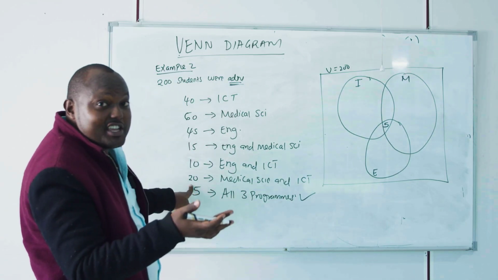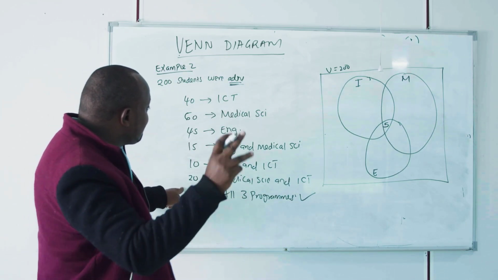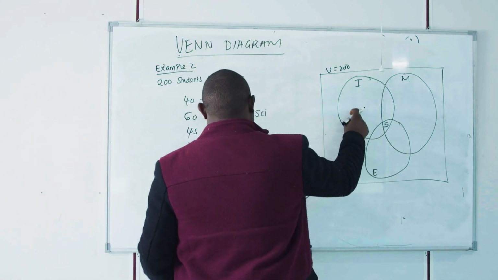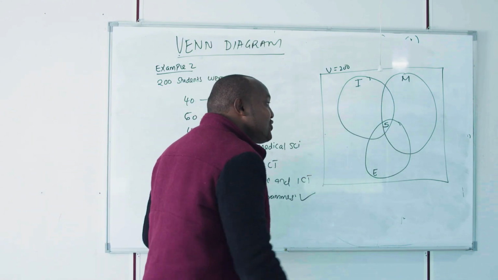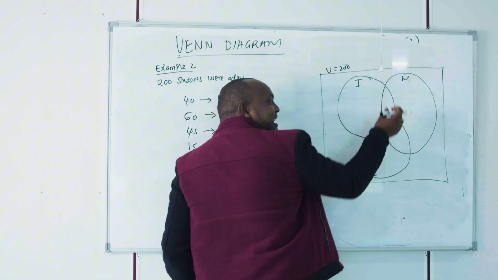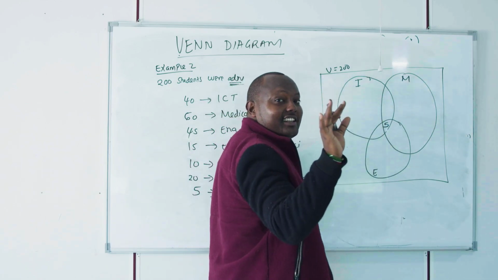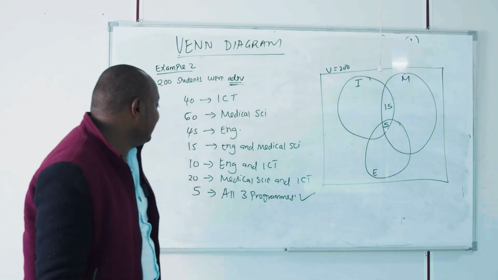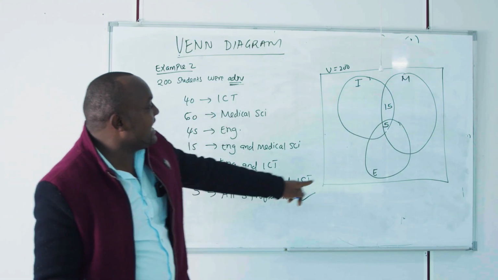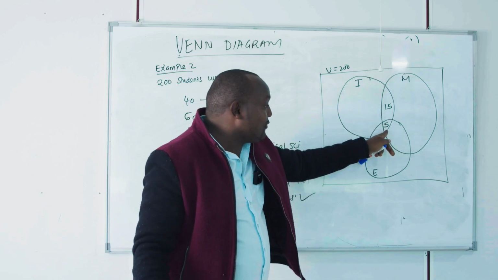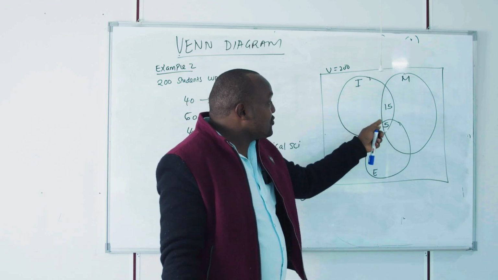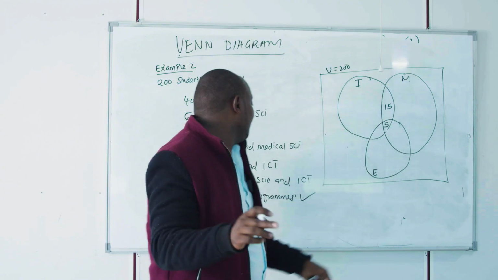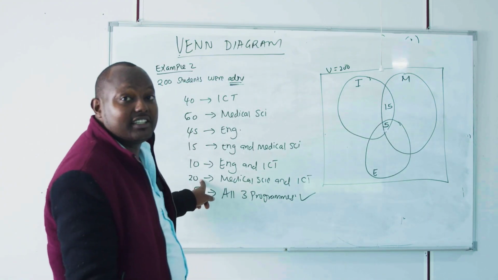Then, as we are going up, those who chose 2, medical science and ICT. Medical science and ICT had 20 students. So it means this intersection had 20. But already 5 chose all 3. So it means those who chose this one only are 15. I hope I'm clear. Those who chose medical science and ICT were 20. But 5 chose 3 programs. So you find that those who chose only medical and ICT, the number is 15.